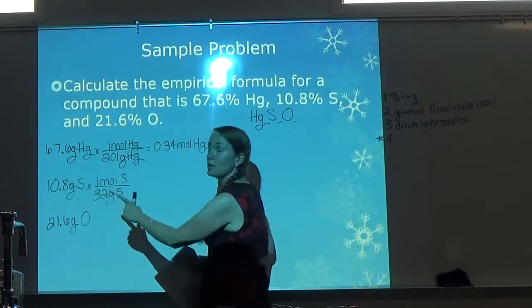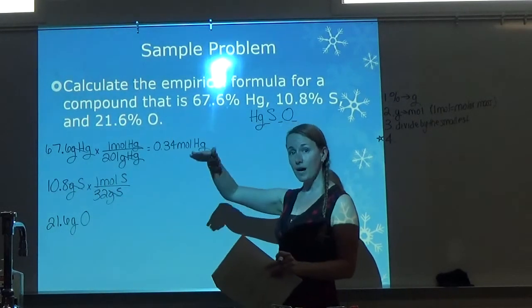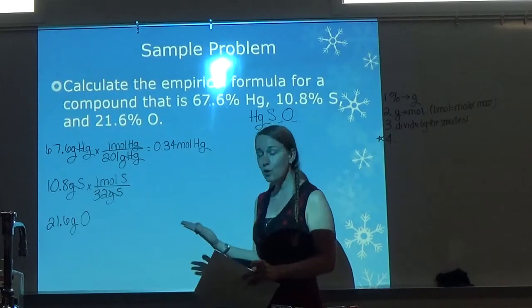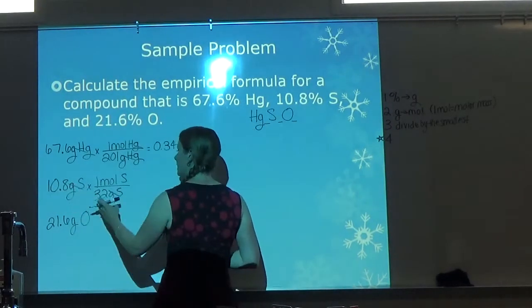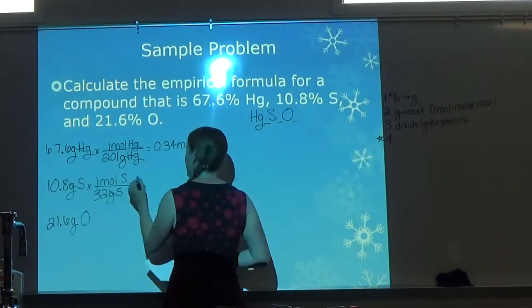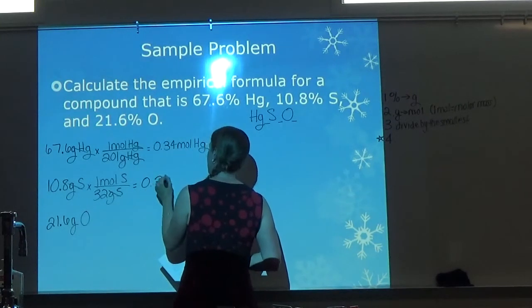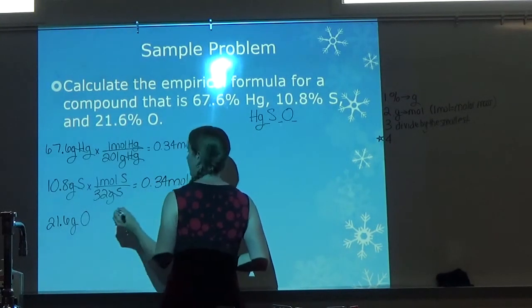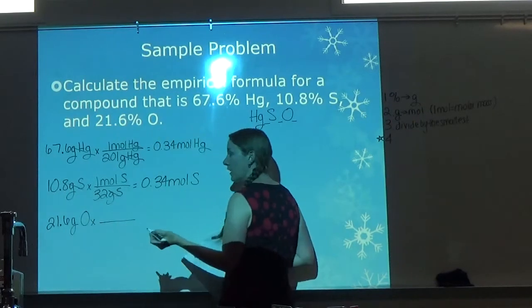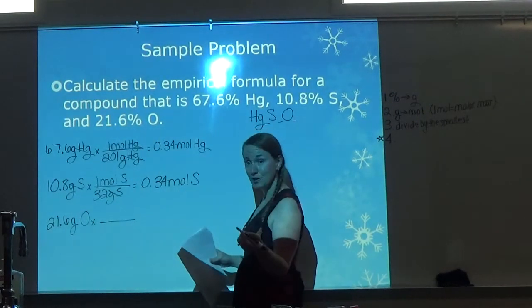And again, y'all, we're just pulling the masses from the periodic table. It's the bottom number on the periodic table, and we're rounding it to a whole number. So I do 10.8 divided by 32, and so for S, I get 0.34 moles of S, or sulfur. So I do it for oxygen. So oxygen, 16 grams per mole.